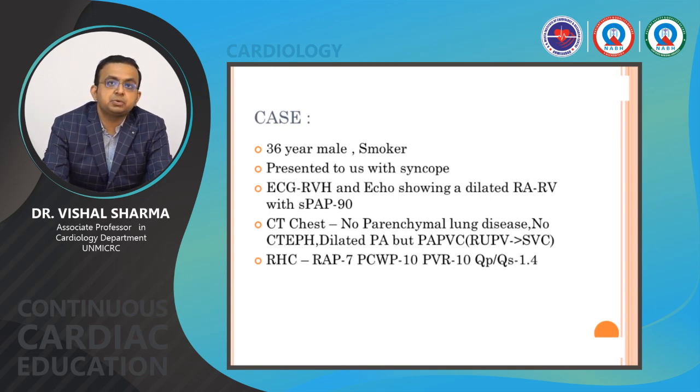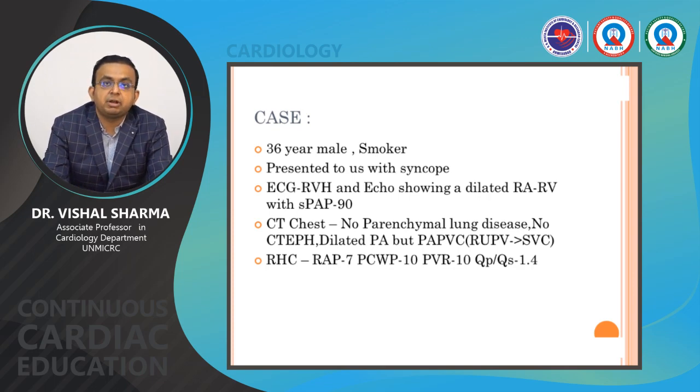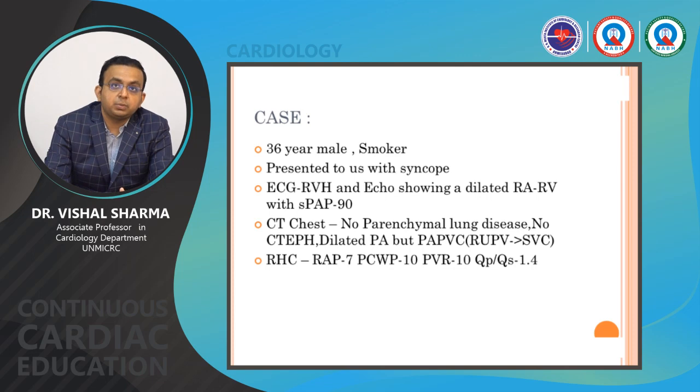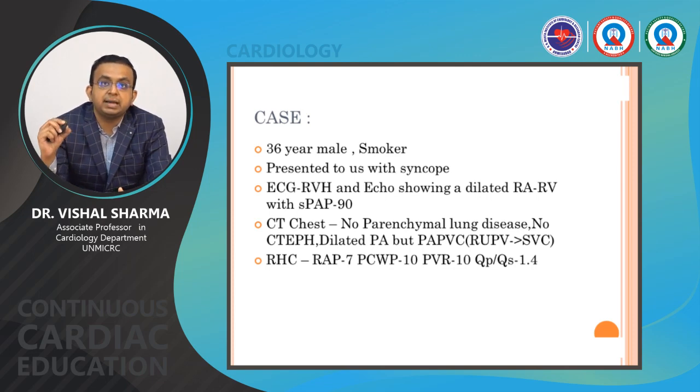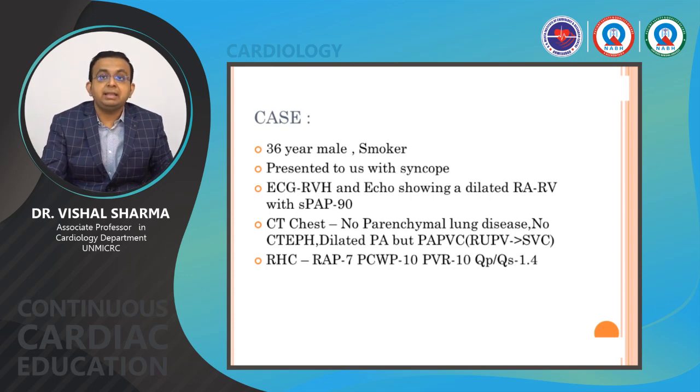When he presented to our institute, how do you suspect pulmonary arterial hypertension? We did an ECG and echo, and the ECG was suggestive of right ventricular hypertrophy, and the echo showed a dilated RA and RV with a systolic PA pressure of 90. At this point, you clearly need to refer the patient to a higher center. You are clear that the patient is having RVH, a dilated RA and RV, and the systolic PA pressures are as high as 90.